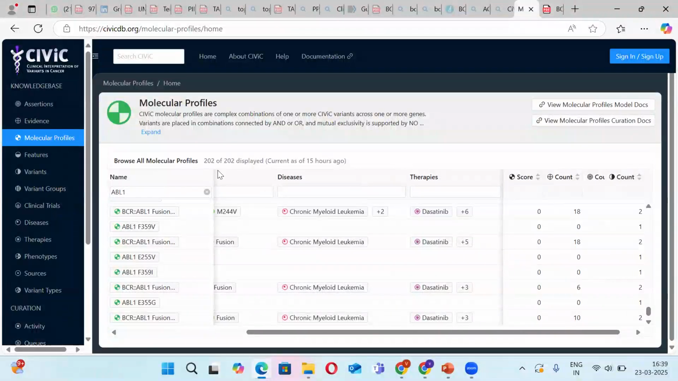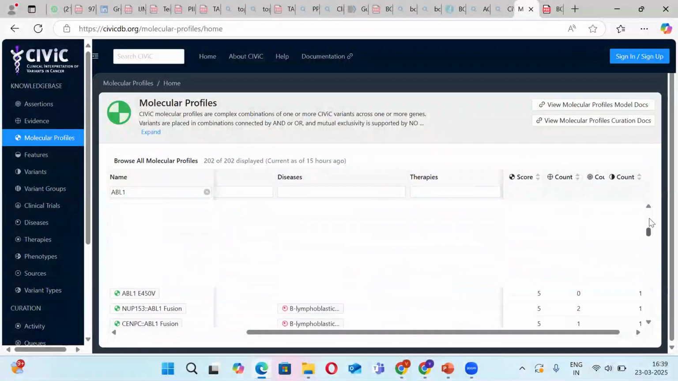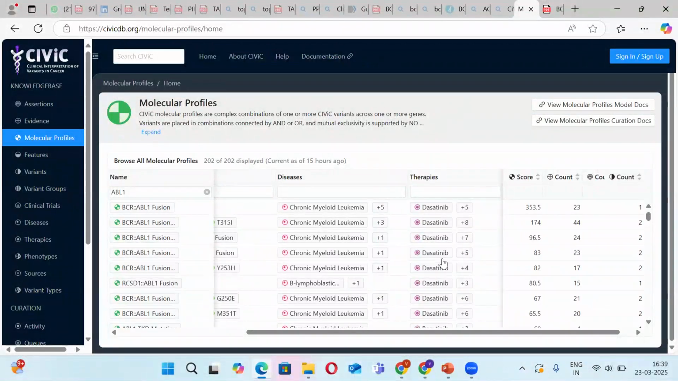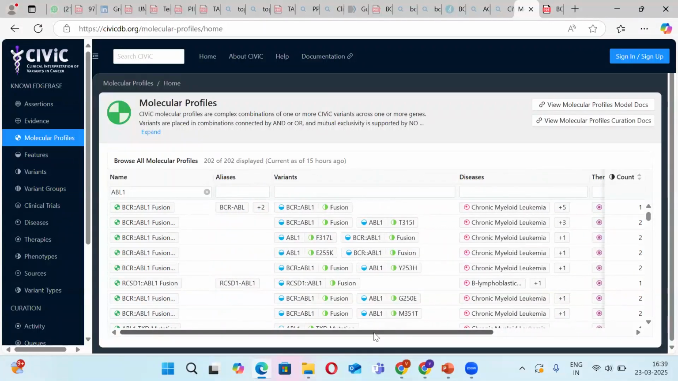So we have roughly 202 entries of BCR-ABL fusions where ABL mutations are documented. When you go to the very first one, it is the T315I. But there is more to it beyond T315I, which we often come across in our routine practice.